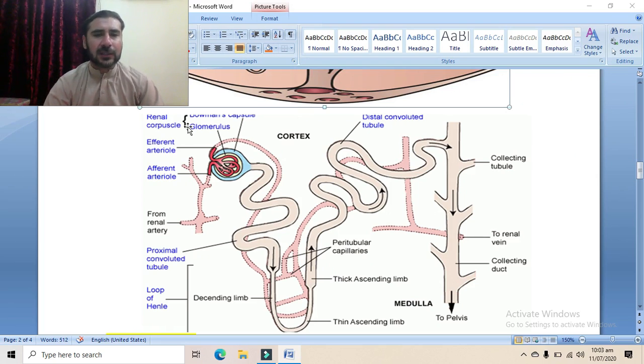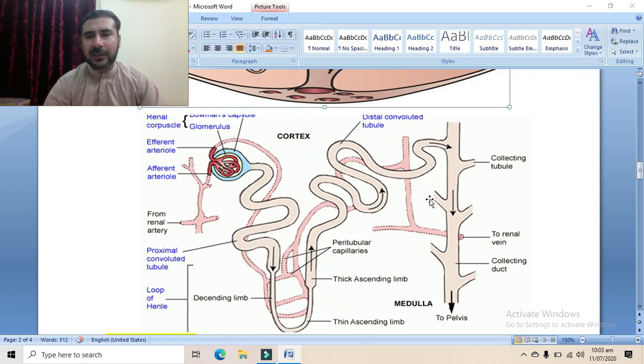The renal corpuscle consists of the glomerulus, this one, the tuft of capillaries. Another part is the Bowman capsule, which surrounds this glomerulus. Then the renal tubules will start. It consists of four parts. This is the first, the proximal convoluted tubule, which is highly coiled. Then this is the loop of Henle, and then this is the distal convoluted tubule, which is again highly coiled, and then the collecting ducts.